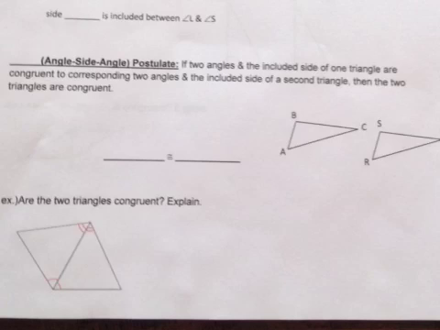Okay, so now we're going on to the bottom of the page. Here's another postulate that proves triangles are congruent. It is angle, side, angle, so we write A for angle, S for side, A for angle. That's how you abbreviate it. Nobody ever writes the whole thing out. If two angles and the included side of one triangle are congruent to the corresponding two angles and the included side of a second triangle, then the two triangles are congruent.